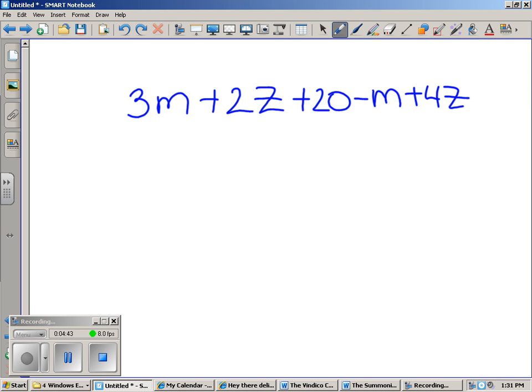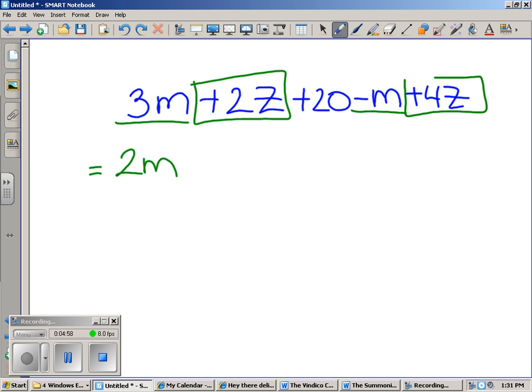So if I'm going to collect these terms right now, I'll bring all my m's together. So what I've got is 3m minus m, so that gives me 2m. I'm going to bring my z's together now. I'm going to collect them. And I've got 2 plus 4, and that's going to be 6z. And the only thing that's left is this plus 20.